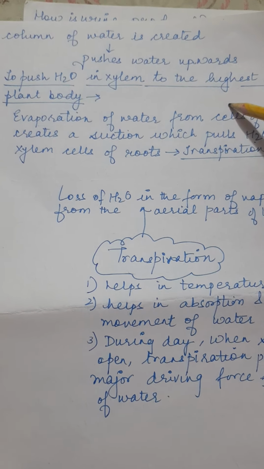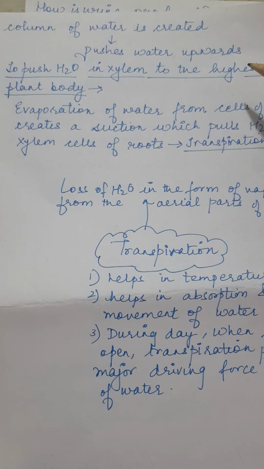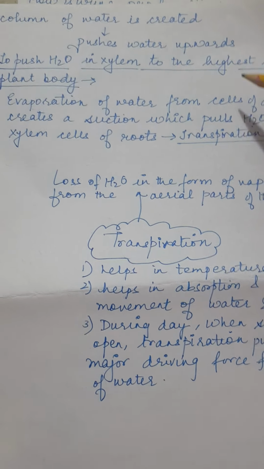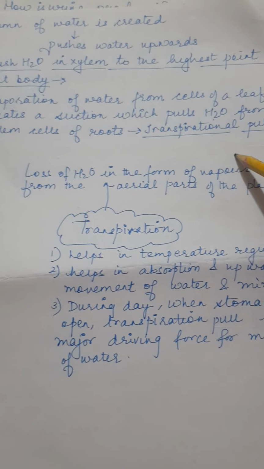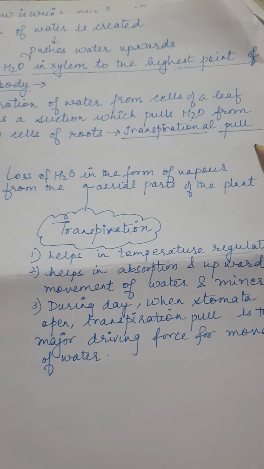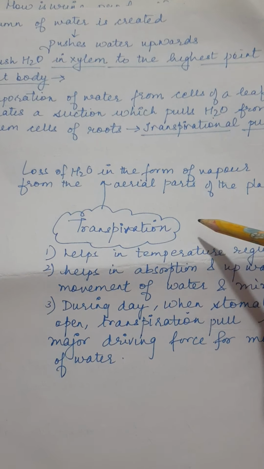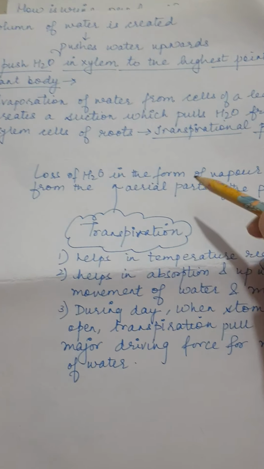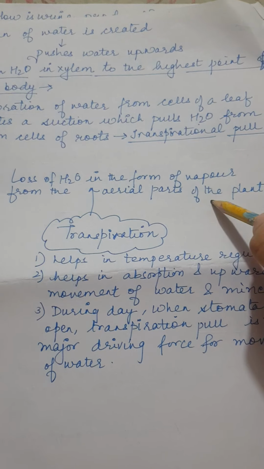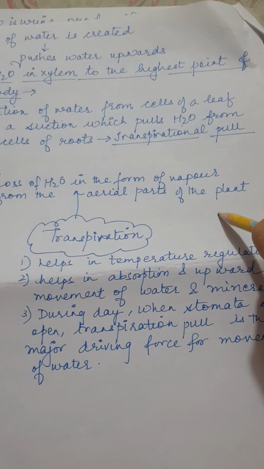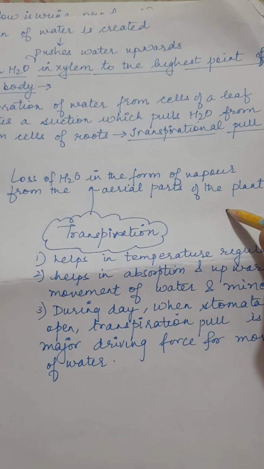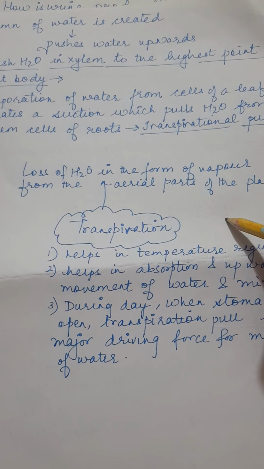Now, to push water in xylem to the highest point in a tall tree, what process starts? That is transpirational pull. To understand transpirational pull, let us first talk about transpiration. Children, it is the loss of water in the form of vapor from the aerial parts of the plant, so that is the leaves. So from that there is loss of water.